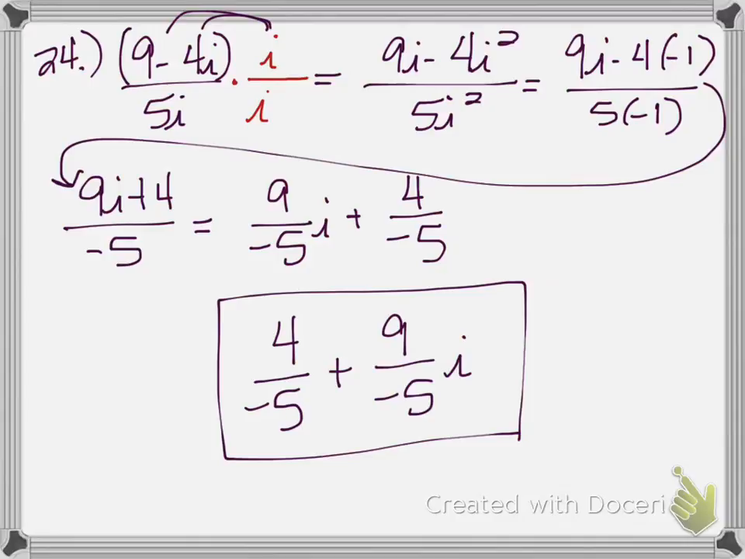Now, put it in your calculator. Make sure your numerator is surrounded with parentheses. So make sure you do your original problem in parentheses, 9 minus 4i, and then divide by 5i. You're going to get something that looks a little weird because it's going to give it to you in decimal form.